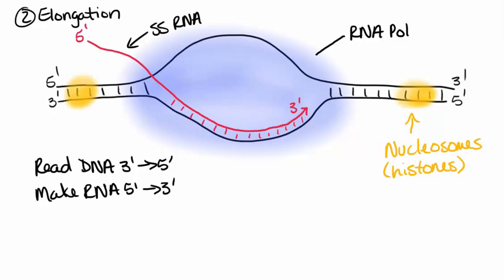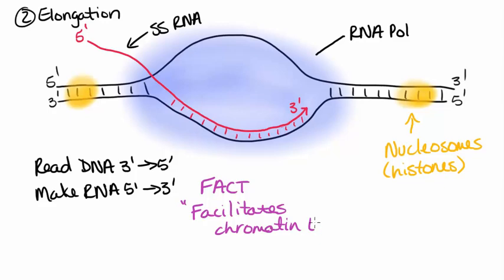We refer to them as FACT. And what this FACT stands for is facilitates chromatin transcription. Okay, so FACT is responsible for moving these out of the way so that the RNA polymerase can actually get through and it can make the RNA. And then once it gets through, those nucleosomes can reassemble with the DNA for organization purposes.